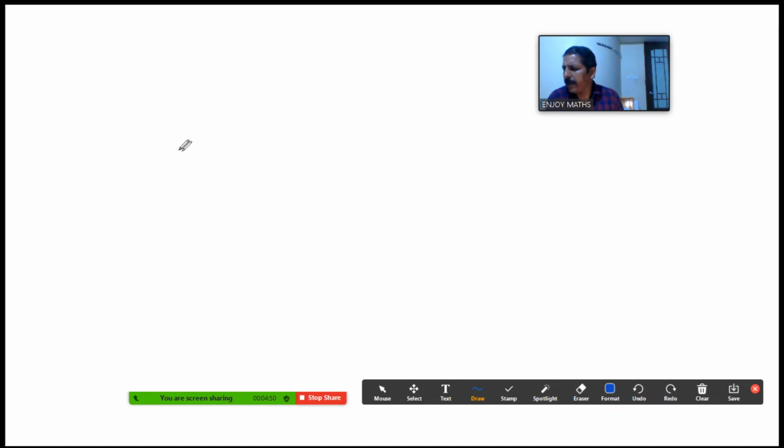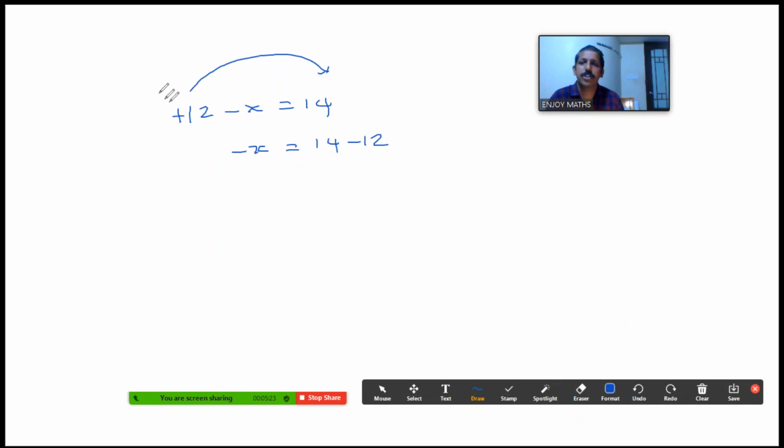Then I'll ask one more thing like this. 12 minus x is equal to 14. So there is a minus. What should I do? Very simple. I keep the minus x here, and the 12 is plus, when it comes this side becomes minus 12. So minus x is equal to 2.